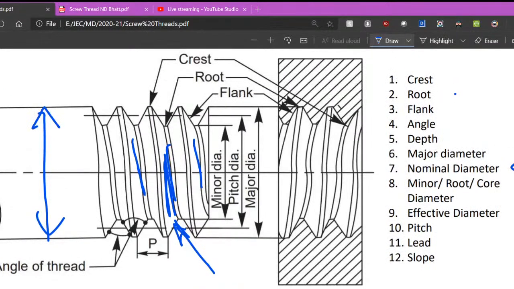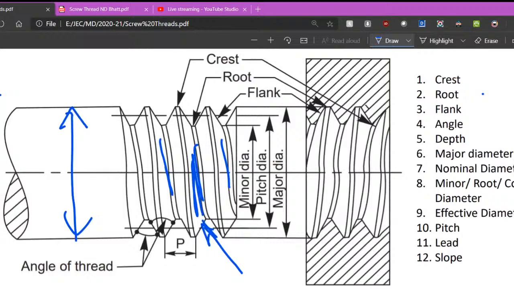Then we have major diameter and minor diameter. When we measure the diameter from root to root, one side from here to here, that becomes your minor diameter or root diameter, because we are measuring the diameter from one side of the root to the other side of the root. So root to root becomes root diameter or minor diameter or core diameter.